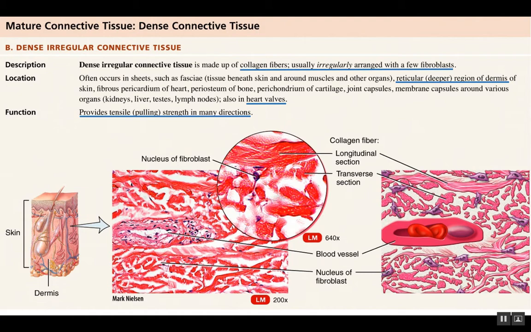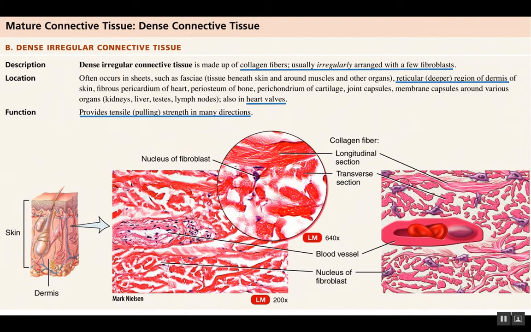Where would you find this tissue? A lot of different locations. I've highlighted a few. There's quite a bit of it in the deeper regions of the dermis, which we'll learn more about when we get to skin. But that deep region of the dermis is known as the reticular region. But don't let that confuse you. It's actually not reticular connective tissue. It is dense, irregular connective tissue.